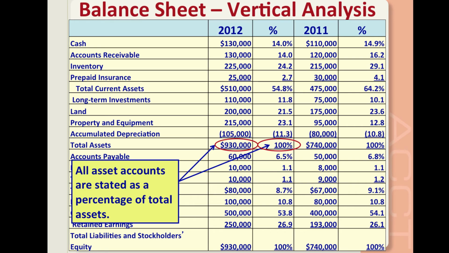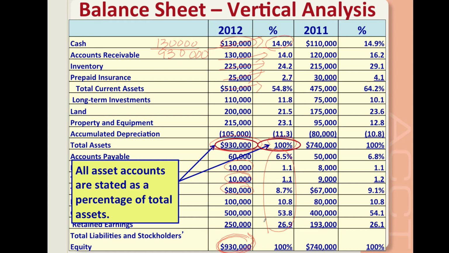So here is Robin's balance sheet, and as I had mentioned, we're going to take the account balance, which is $130,000, divided by the total assets, which is $930,000, which you can see here. That comes up with our 14%. And you do that for this one, this one, this one, and so on. And at the end, the total assets should total 100%. When you come down to liabilities and stockholders' equity, you're going to do the same thing. It'll be $10,000 over $930,000, $10,000 over $930,000, $80,000 over $930,000 to come up with these particular percentages.